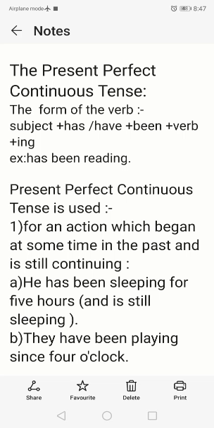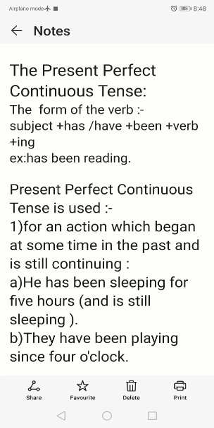Okay, subject: if it is first person I or we, then we have to use have. For second person you, that is also have. Third person plural, that is they, for that also have. They have been reading, I have been reading, you have been reading, we have been reading. Suppose the subject is third person singular, he, she, it, then only we have to use has in present perfect continuous tense. Okay, he has, she has, it has.